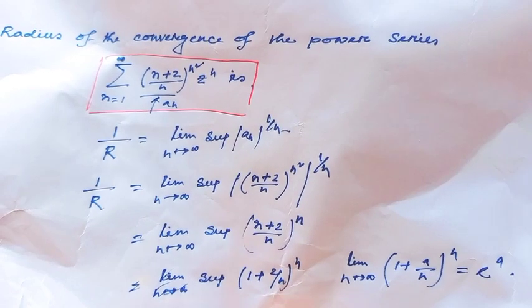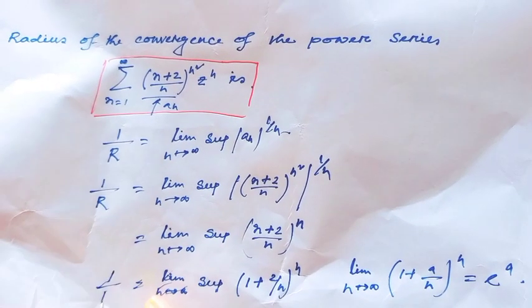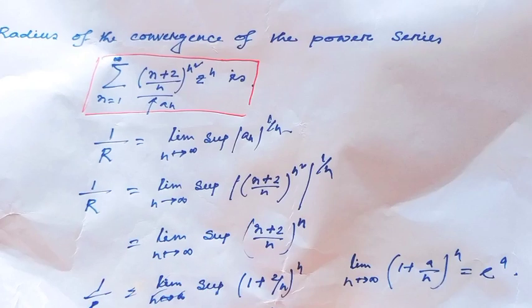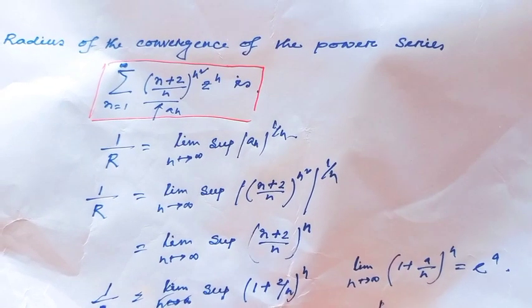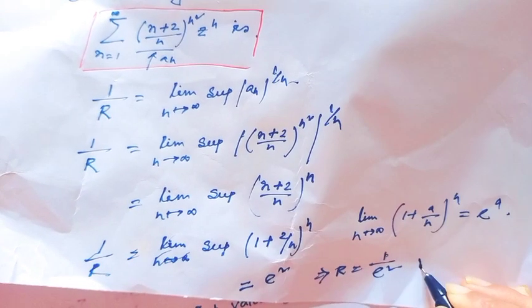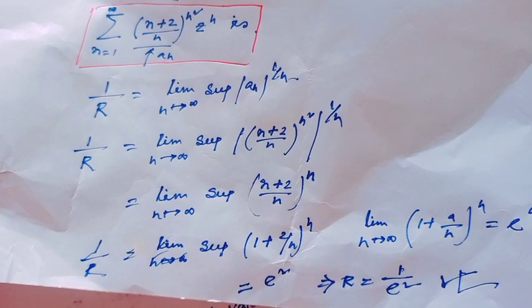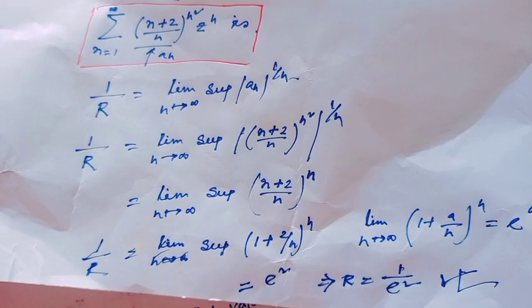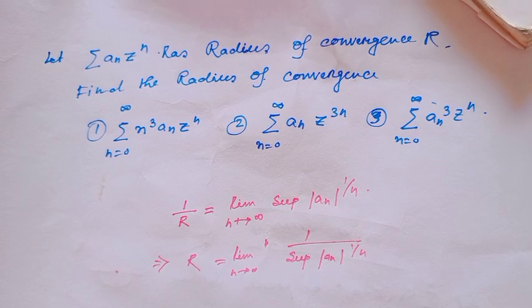So the value of the limit is e squared, and this is actually 1 over r equal to e squared. Therefore, r equal to 1 over e squared. That means our radius of convergence is 1 over e squared. I hope all my viewers have understood this question. Why I have used here Cauchy-Hadamard test.